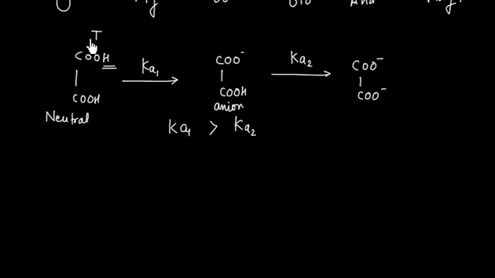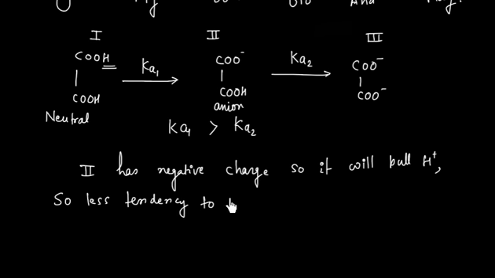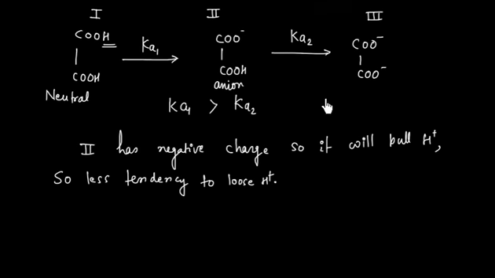So let us call this 1, this 2, this 3. In this case, 2 has a negative charge, so it will pull H plus, so there is less tendency to lose H plus. This means this will be less acidic. So Ka1 is always greater than Ka2.